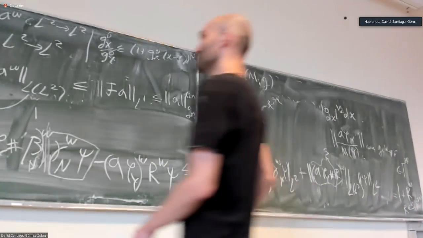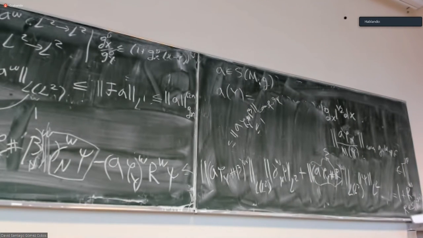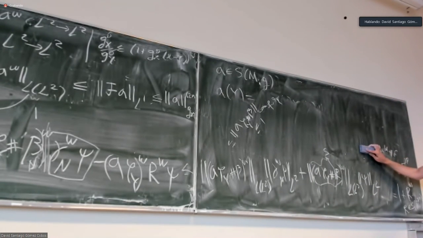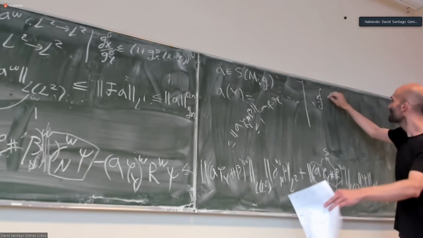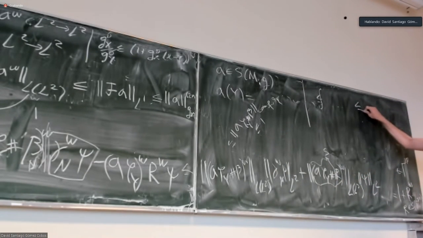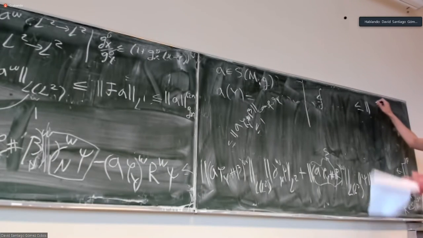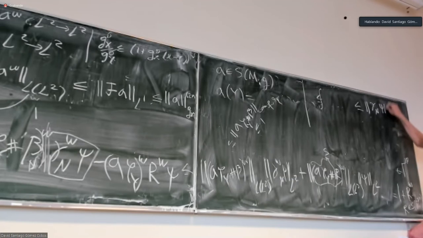And the upshot. Okay, I'm finishing now, I have to finish, in one moment. So the upshot is that the integral of this thing is less than a norm of gamma n psi in L2 plus another norm of psi in L2. And this is a seminorm in S. Because this is an operator of order n, which acts on psi, this is bounded by a seminorm of psi, a seminorm in S.